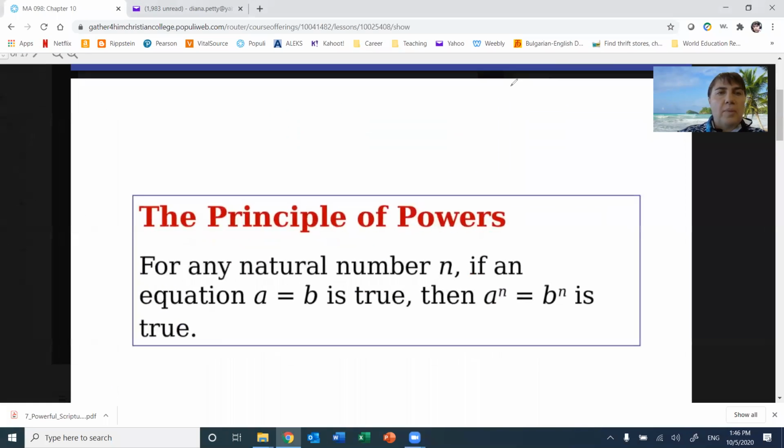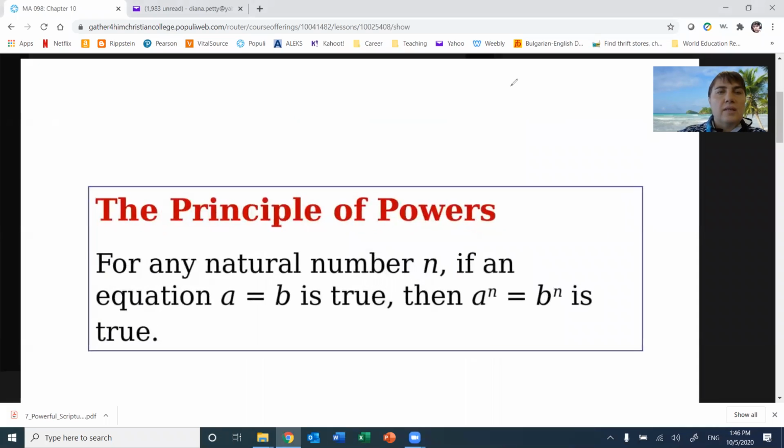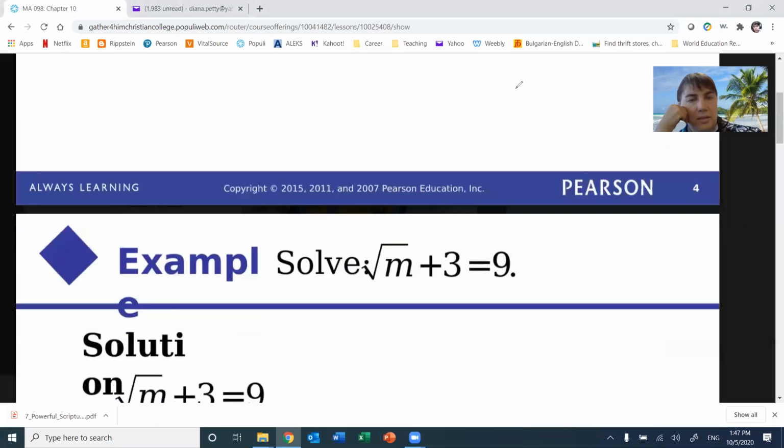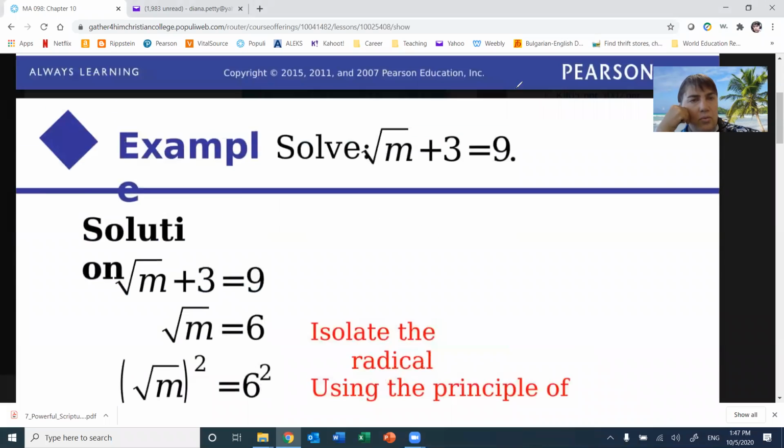The principle of powers says we can put both sides to a power. If you have a equals b, then if you put a to the power of 2, then b should be to the power of 2, right? It's still going to be true. Easy peasy. Solve.